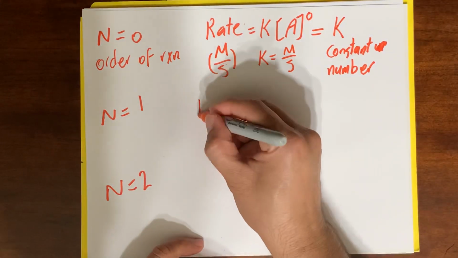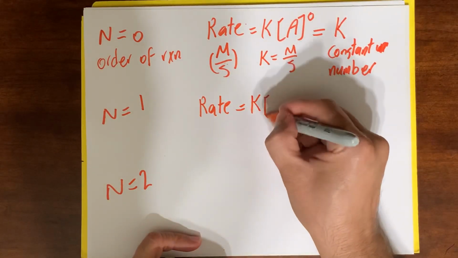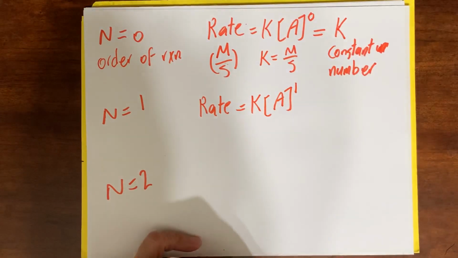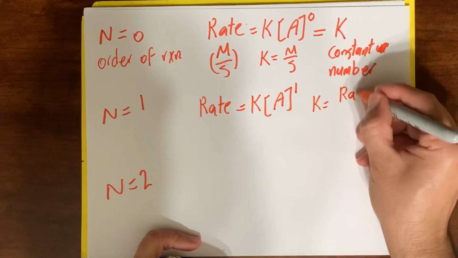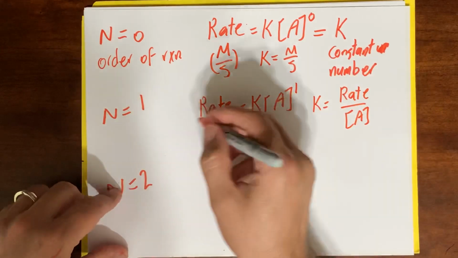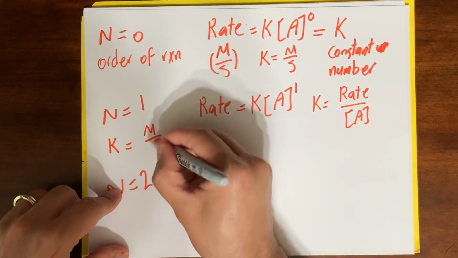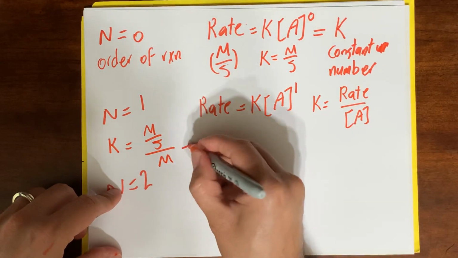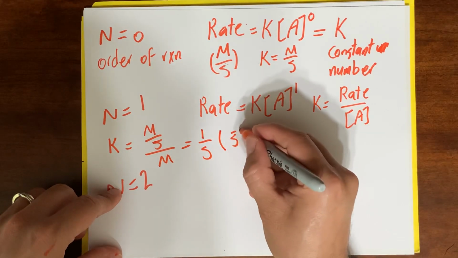In this case, we have a first order rate, so it will be k multiply A to the power of 1. This is first order. So k will be rate divided by A. Rate comes with molar over second. A comes with molar, so you get 1 over second, which is equal to s minus 1.